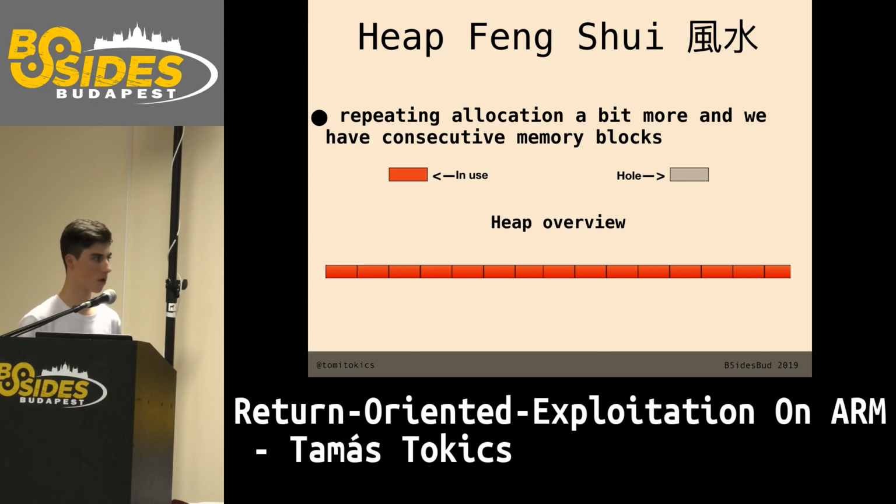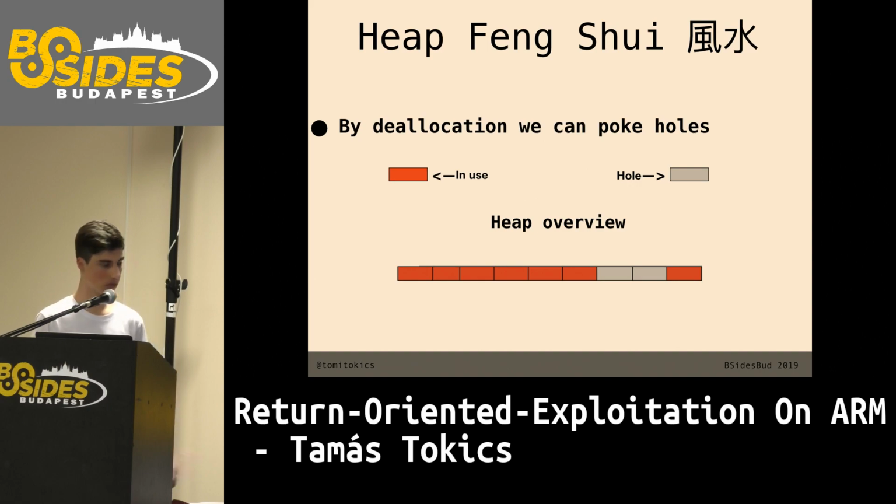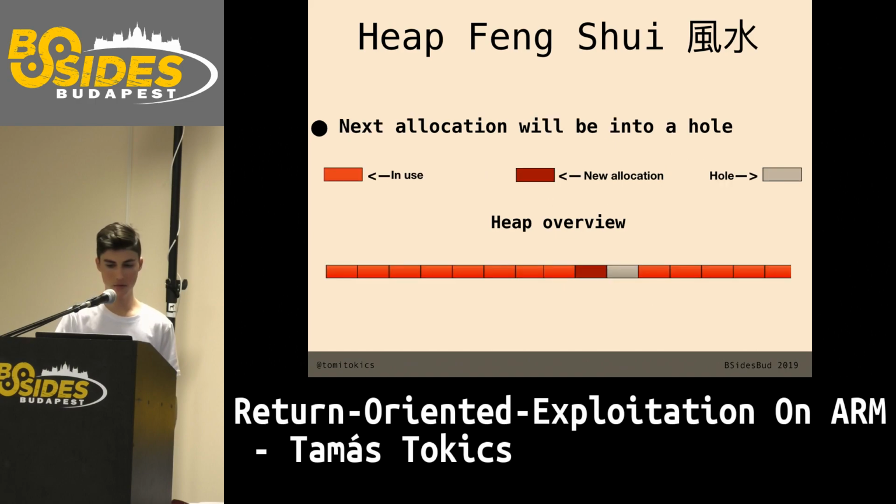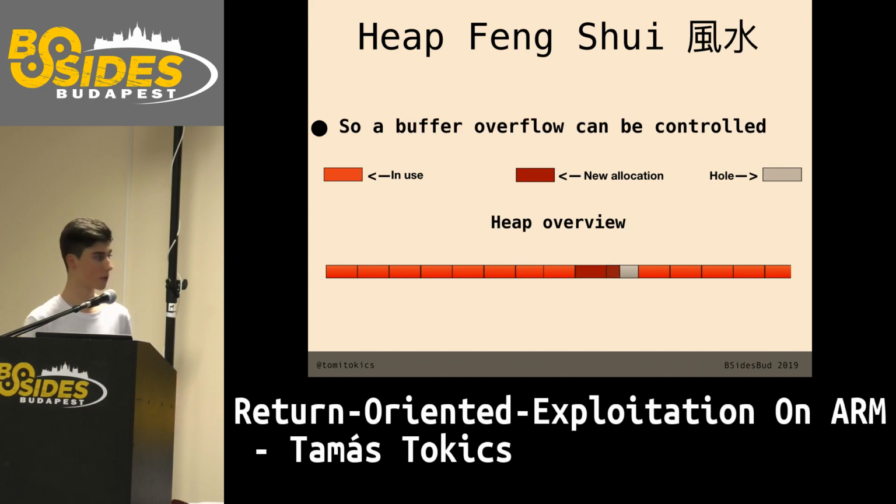So now we put our data into it, so we know how the heap looks now. And now the deallocation can poke holes, so like we poked 2 holes. And essentially the next allocation will go into our hole. By this, a buffer overflow can be controlled, because if we control the data, or we can rewrite the data before the new allocation, we can essentially control this buffer overflow.